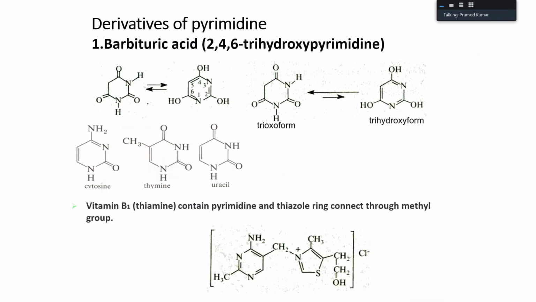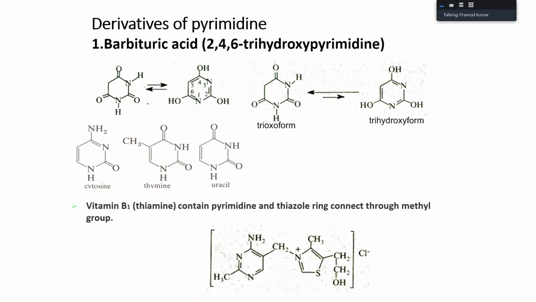Some of the derivatives, as I said, barbituric acid, which contains 3 oxo groups, undergoes tautomerism. This is the trioxo form, and this is the trihydroxy form. So these are the oxo derivatives of your pyrimidine. That is your barbituric acid, cytosine, thymine and uracil.